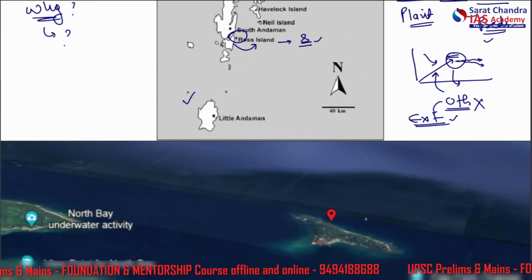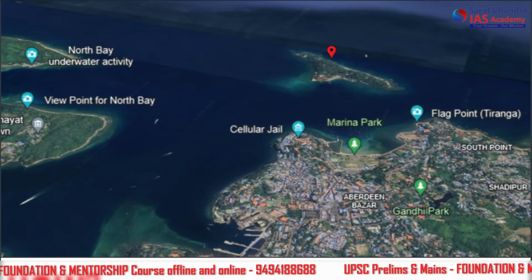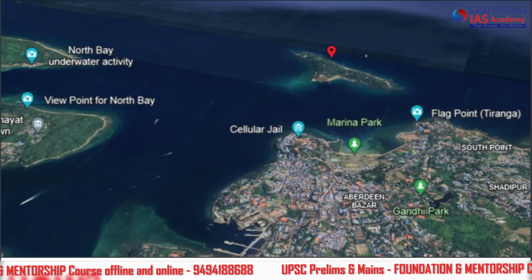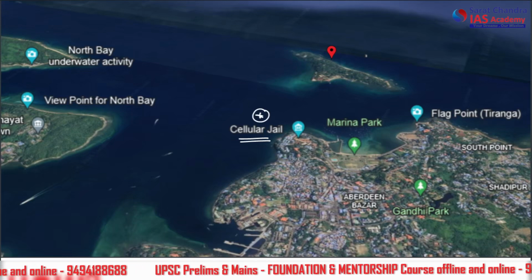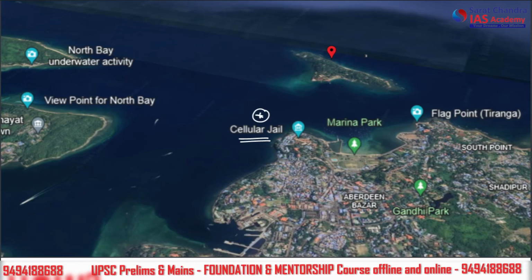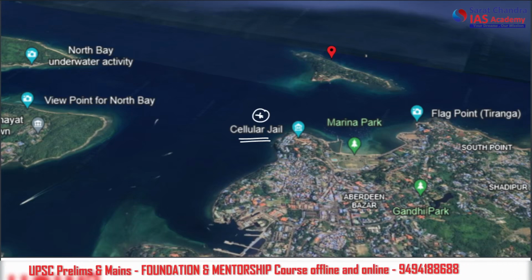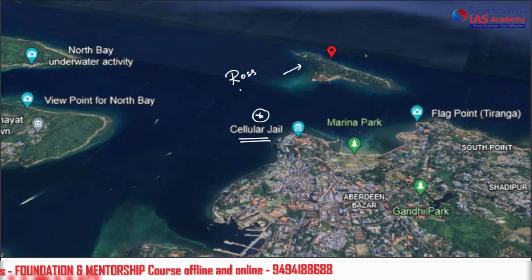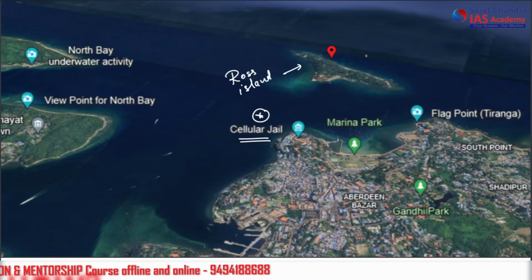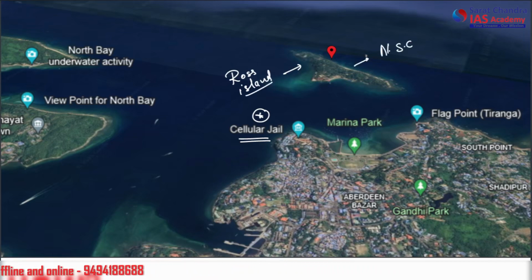Now let's talk about the 3D map. This is the cellular jail, very popular. It is on the Andaman. And recently the VD Savarkar movie was shot here. This is the Ross Island. Now it's officially known as Netaji Subhash Chandra Bose Island. So this is the point.